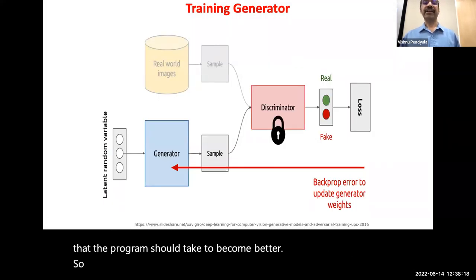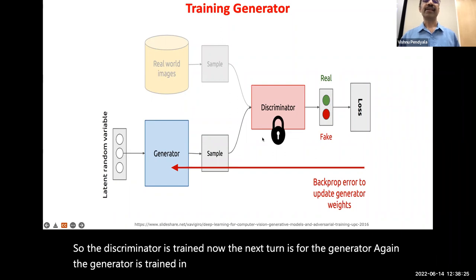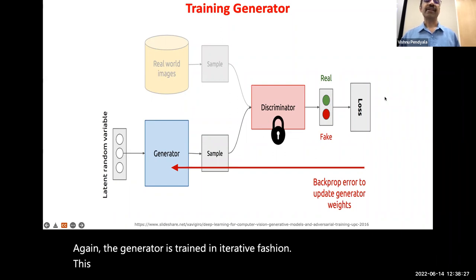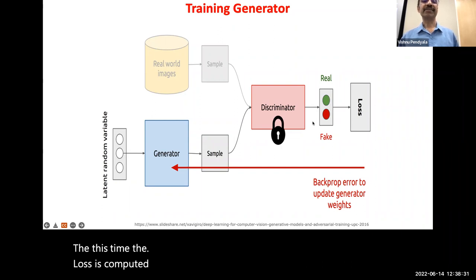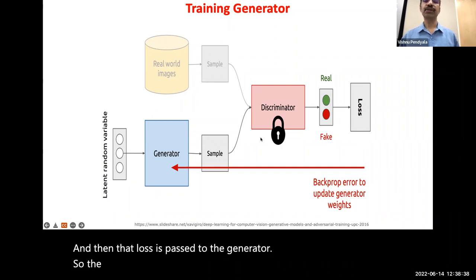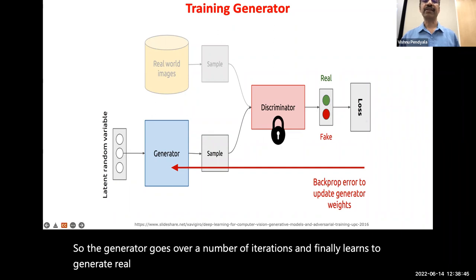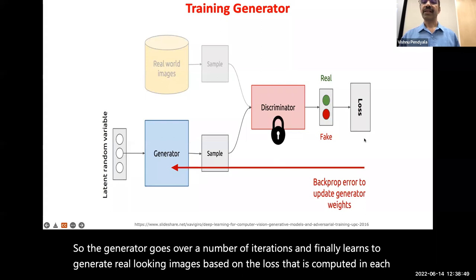So the discriminator is trained now. The next turn is for the generator. Again, the generator is trained in an iterative fashion. This time the loss is computed by the discriminator, and then that loss is passed to the generator. So the generator goes over a number of iterations and finally learns to generate real looking images based on the loss that is computed in each iteration, right?